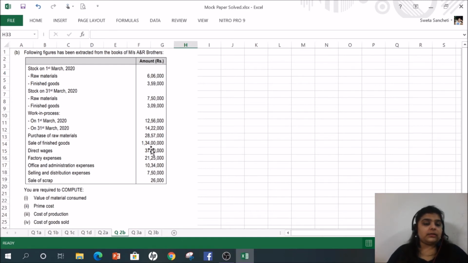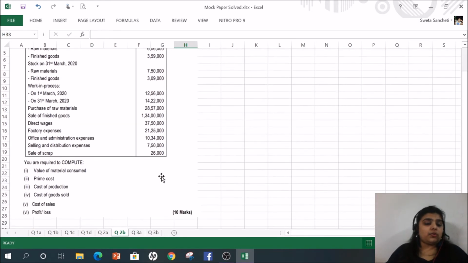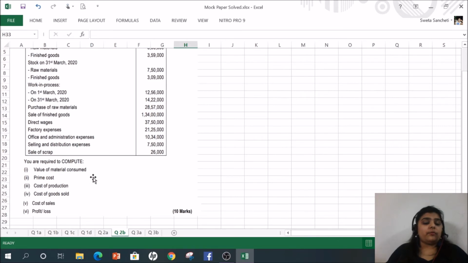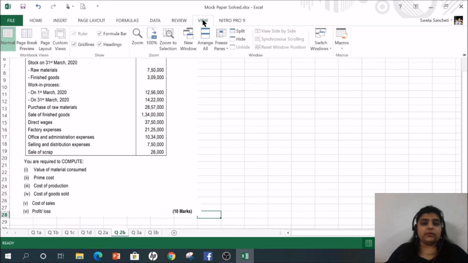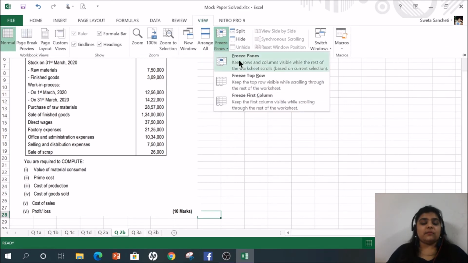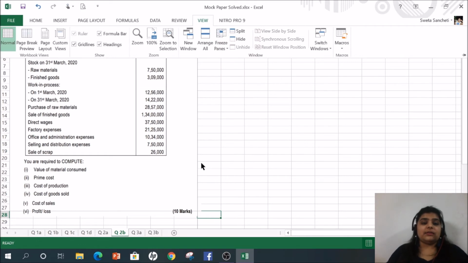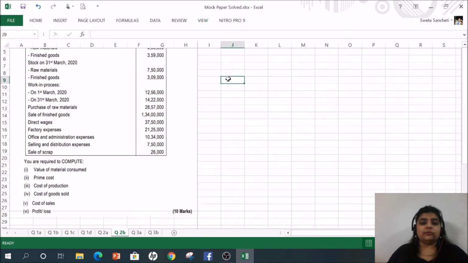Purchase of raw material, sale of finished goods, direct wages, factory overheads, office and admin, selling and distribution, and sale of scrap. You are required to compute the value of material consumed, prime cost, cost of production, cost of goods sold, cost of sales, and profit and loss. This is also for 10 marks. I would say that if a question like this comes in the paper, it is like a boon for you. This is the best kind of question that can come.